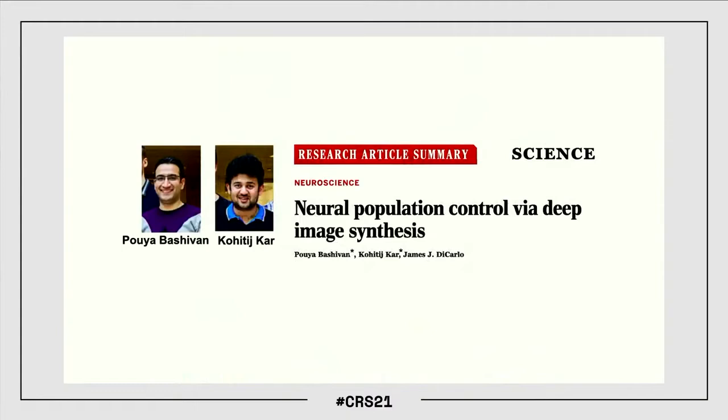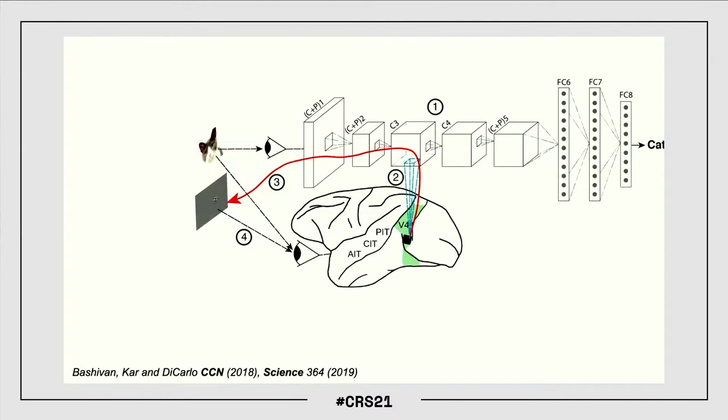Well, this story really, I'm going to just briefly say, because this was 2 years ago, a couple of great postdocs shown here, Puya Bashvan and Kohita Kar, got together and did this test of neural population control. And I'll show you briefly what they did. This is published work again. If you're interested, the papers are at the bottom.